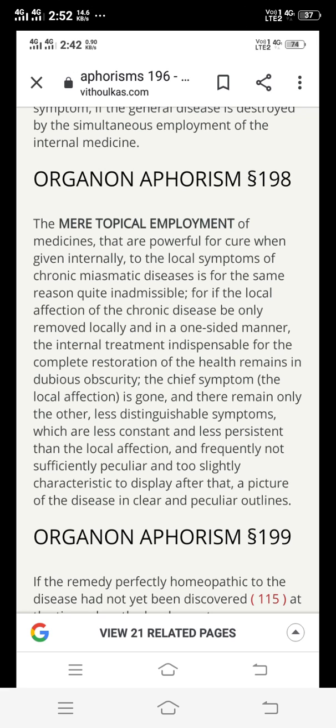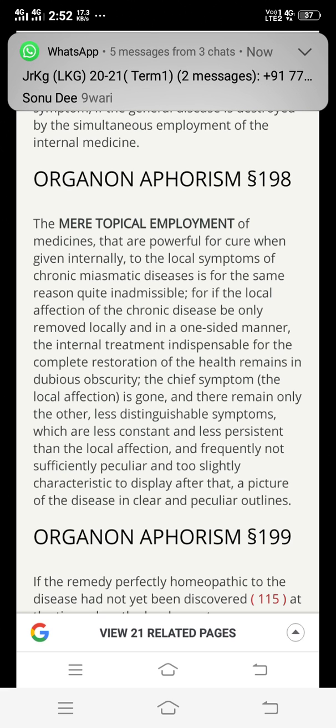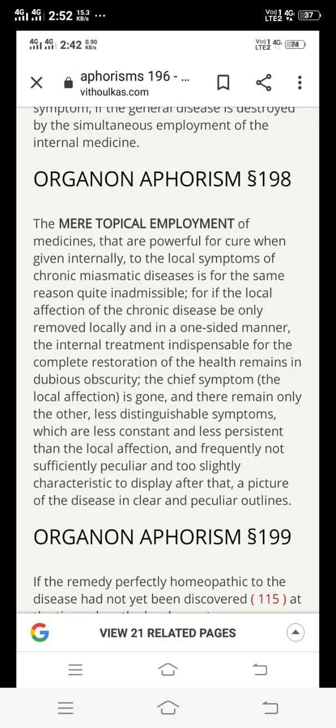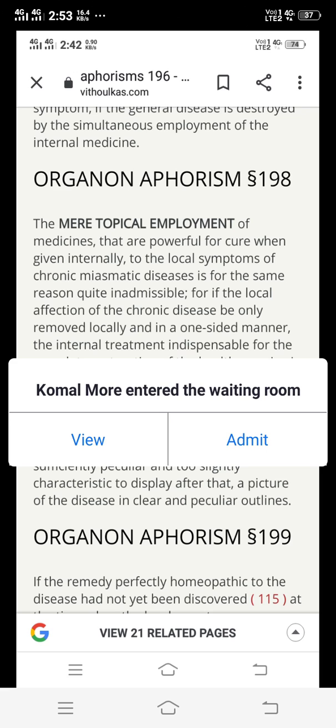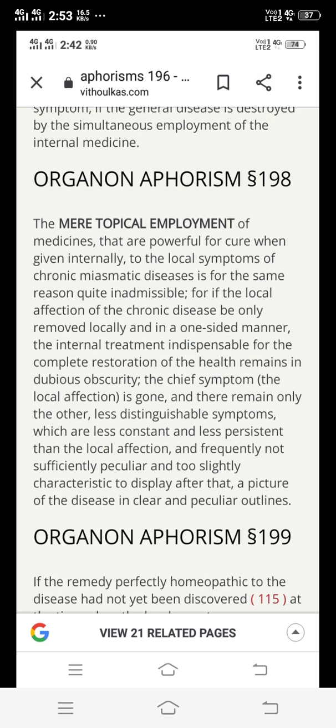So what it explains about is the local maladies, external application and its harmful effects. In this they explain that external application is not admissible in the treatment of local maladies, as we also studied in aphorism number 197, from the reason above stated, as well as after external local application the disease gets cured in a one-sided manner. So in that case the disease gets cured in a one-sided manner and the chief symptoms get eradicated.